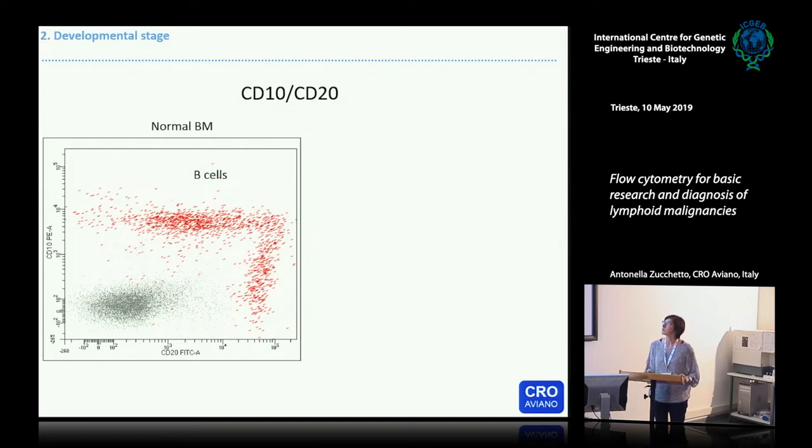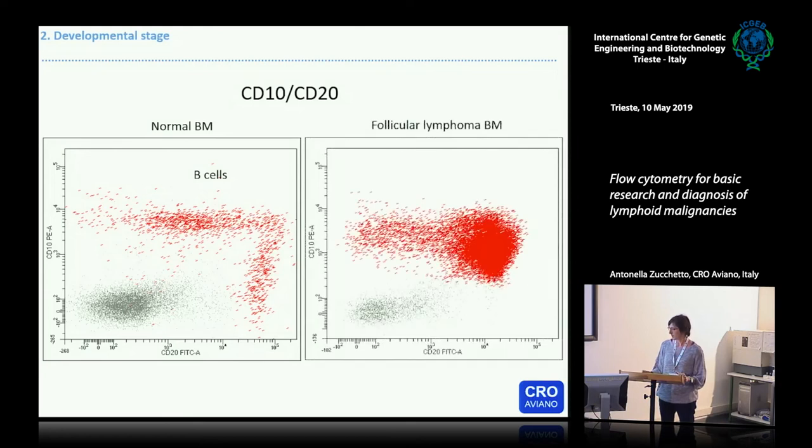So a normal bone marrow is composed of all different populations at different developmental stages. So we have a few CD10 positive but CD20 negative cells, and then we go on with the maturation, and we have here mature cells that lose CD10 but have high expression of CD20. In neoplastic transformation, this is completely different. So we have an increase of a population, in this case of a follicular lymphoma, expressing CD10, while we have a normal proportion of these cells that are CD10 and 20 positive.